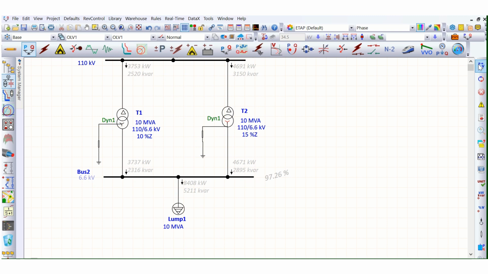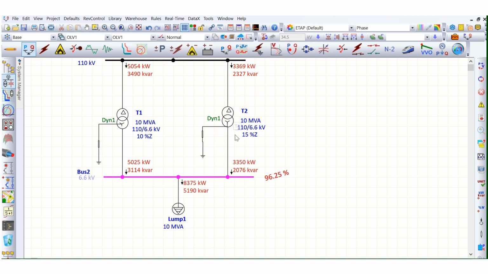Let's run once again the load flow scenario. Let's see what's happened. So now the transformer rating is same, only the impedance is 10% and here 15%. Because of the increase in percentage impedance, the load shared by this transformer T2 is coming 3350 kilowatt, whereas by this transformer T1 it is coming 5025 kilowatt, which means the load is not shared equally by both the transformers. In this case, transformer T1 is overloaded. So the transformer percentage impedance should be identical.